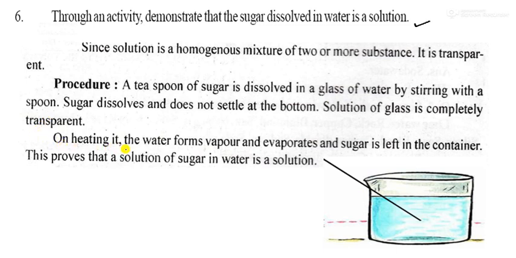On heating it, the water forms vapor and evaporates, and the sugar is left in the container. This proves that it is a solution of sugar in water. When we heat it up, the water will evaporate and only the sugar will remain. So this can be proved, and that is the demonstration for the solution.